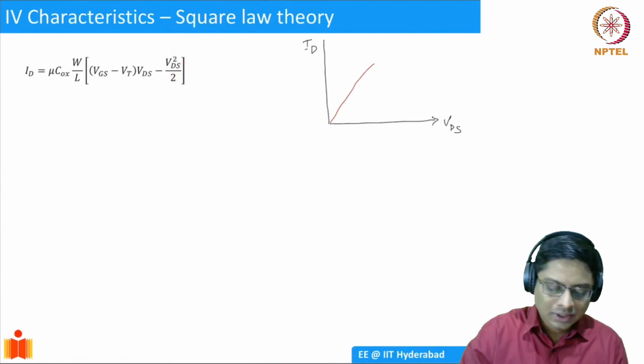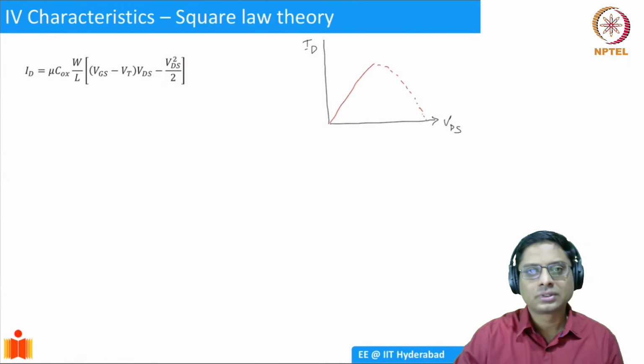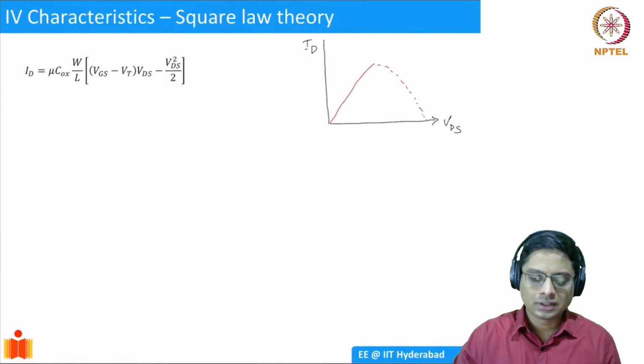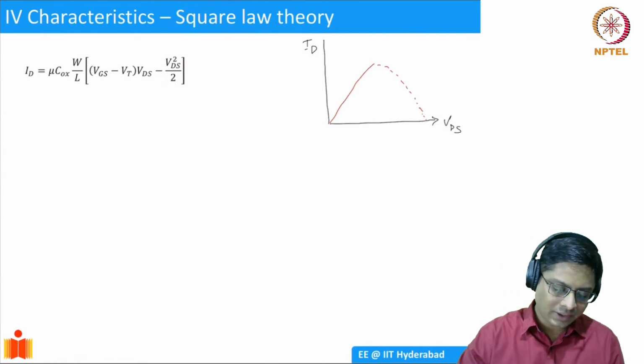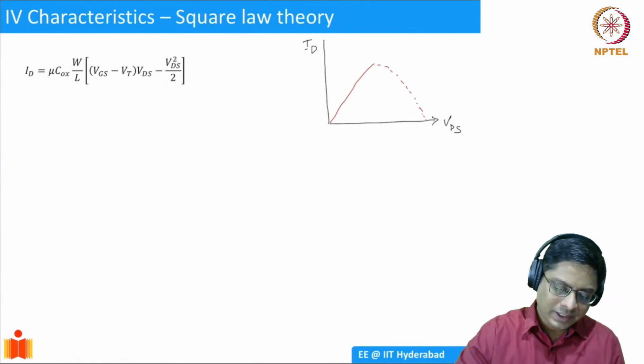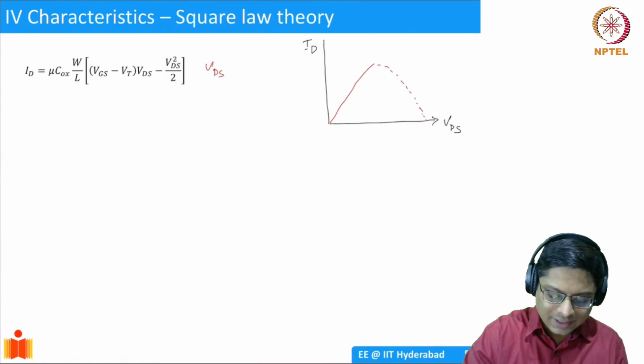Okay. So if you look at purely the expression, the current should reduce like this. Which is not what actually happens. So when we write this expression, we are implicitly saying that this is for VDS less than VD sat. And what is VD sat? Just once again, VGS minus VT is VD sat.